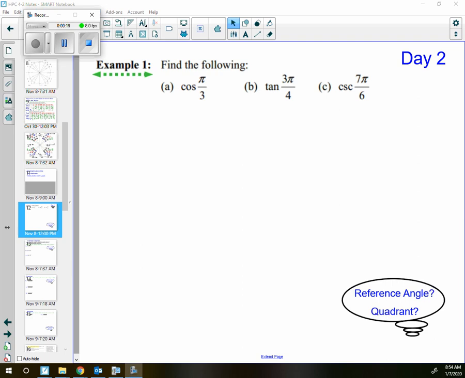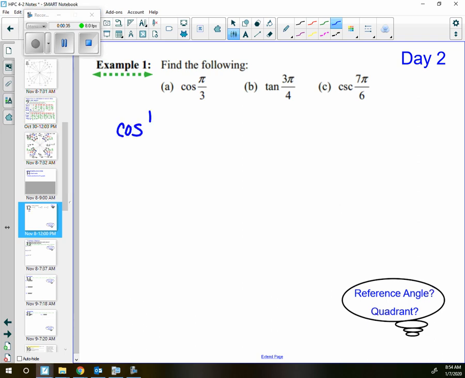So what we're going to do is try to figure out some different values using what we know about our special right triangles. And our big two questions are down here in the thought bubble. What's your reference angle and what's your quadrant? So being able to locate where those different values are. All right, so first of all, we're going to try cosine of pi over 3.